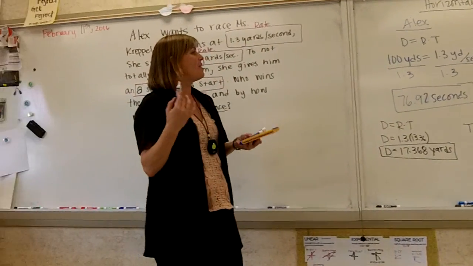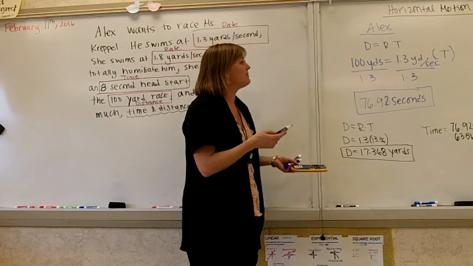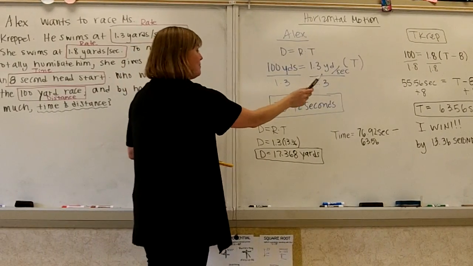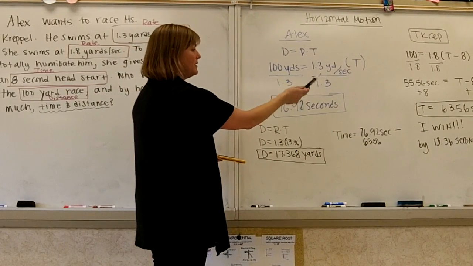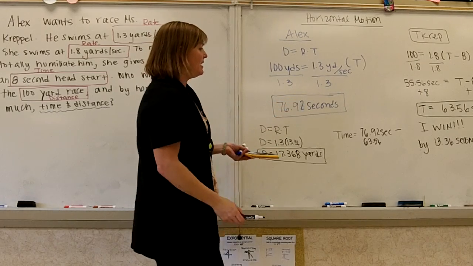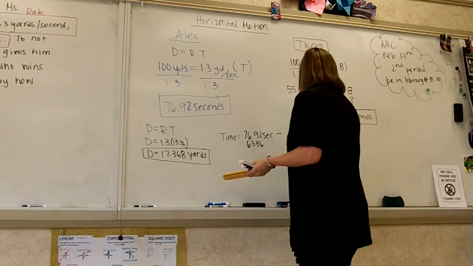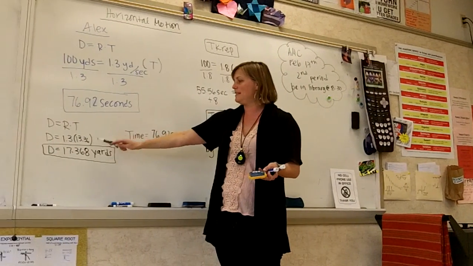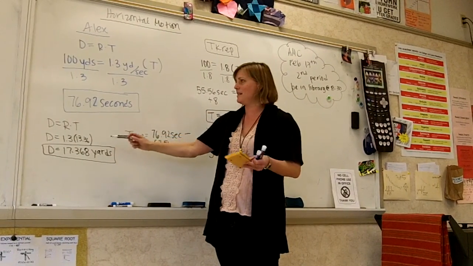Okay, so basically we're just using distance equals rate times time. We compare how long it takes each person to swim the race, and then I win by 13.36 seconds, and then we go back and plug that into our equation to see how much distance he still has to cover in that amount of time.